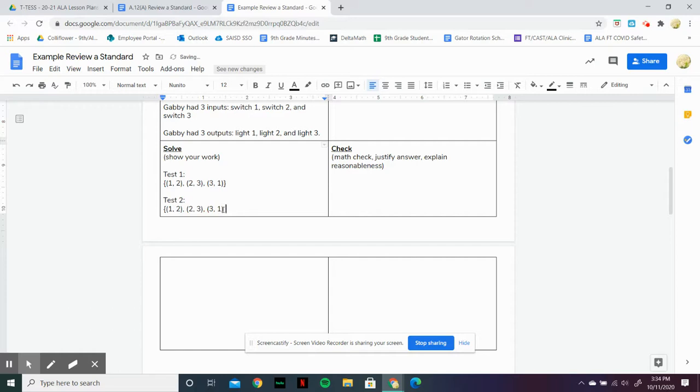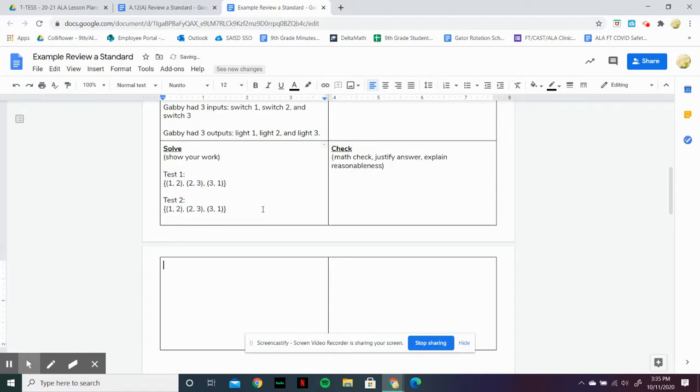Now, looking at these sets of points, I think that this is a function because there are no inputs that have different outputs. So the input 1 here gave me the output 2, and when I did the input 1 again, I still got the output 2. When I did the input 2, I got the output 3, and again, when I did the input 2, I got the output light 3, and finally, when I did the input 3, I got the output 1, and when I did input 3 again, I also got output 1.